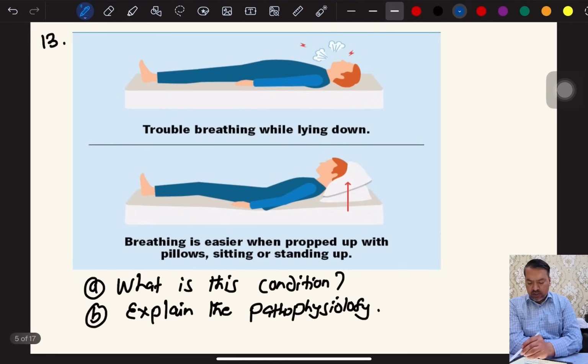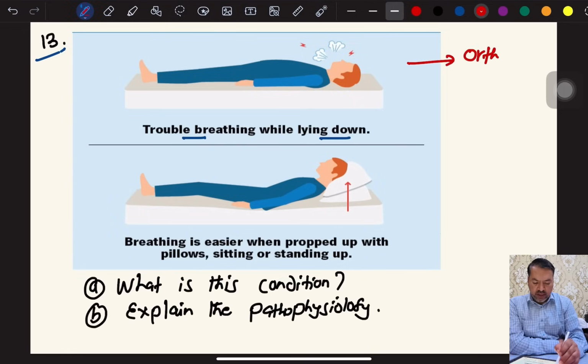Now another question, number 13. So what is this condition? Look at the position of the patient in which the patient is lying, and the patient is having trouble to breathe when lying down flat on the bed. So this condition is known as orthopnea. Orthopnea, don't forget. And if the same condition develops in the middle of the night or during the night time, and if it is intermittent, you can call it PND.